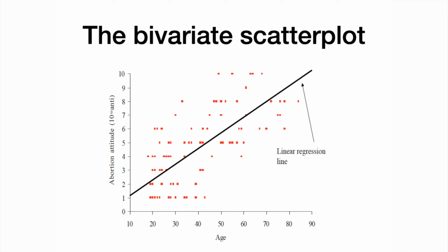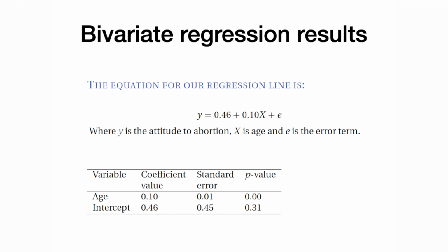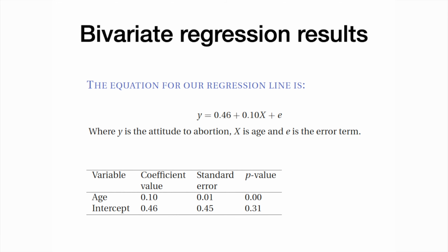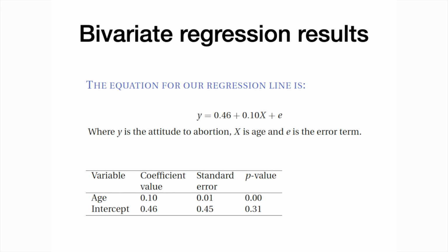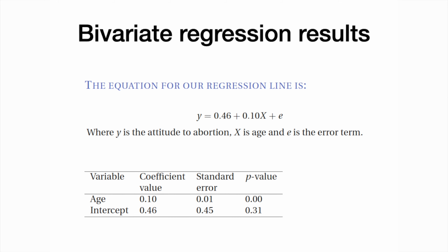If you wanted to put this into a table form instead of a figure form, this is what it would look like. So you've got y equals 0.46 plus 0.1x plus e. So y is the attitude towards abortion, x is age, and e is the error term. And we get this from the actual table that you see on your screen now. So you've got the variable that we're interested in, here age, the intercept that we need for the equation, and the coefficient, which tells you the effect of age on the dependent variable. And you've got your t-test and the p-value there.